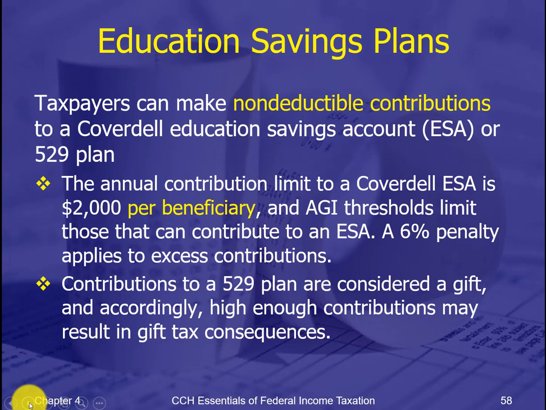There are also 529 plans. These have become the favored way to save because there is less of a limit. So there's no $2,000 limit, you can put a lot more in. And states have set them up wanting you to save in their state, so they've given you some pretty good deals on those. So most people have moved from these Coverdell accounts to these 529 plans.